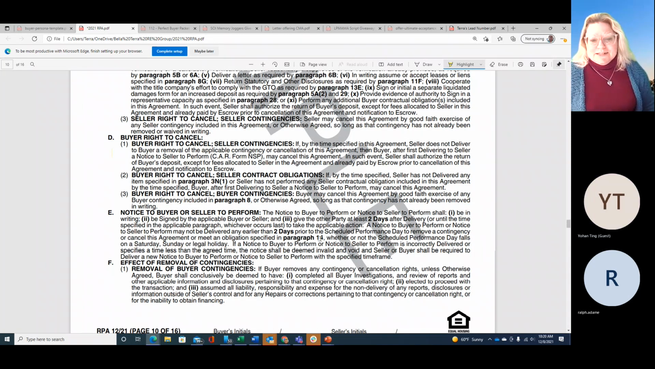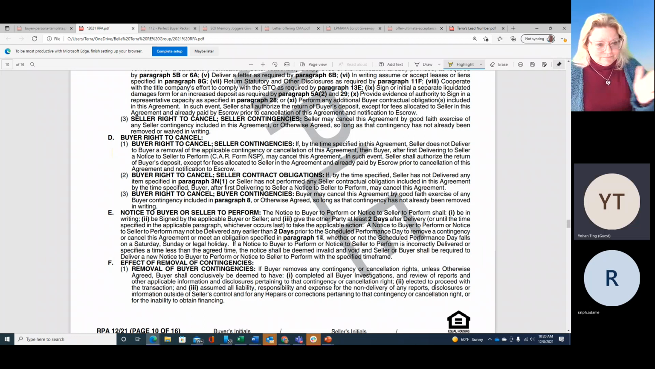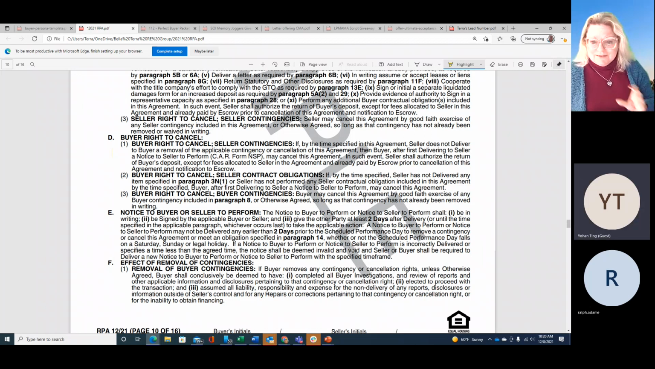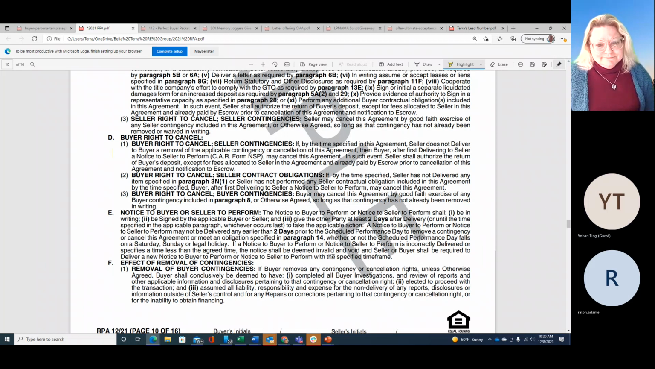And so if you receive, as the buyer's agent, a notice to buyer to perform and there is an inaccuracy, they aren't giving you the proper time, it's considered invalid and void, and your buyer doesn't even need to worry about it. But if it is within all of those parameters, then yes, they do need to take the appropriate action.